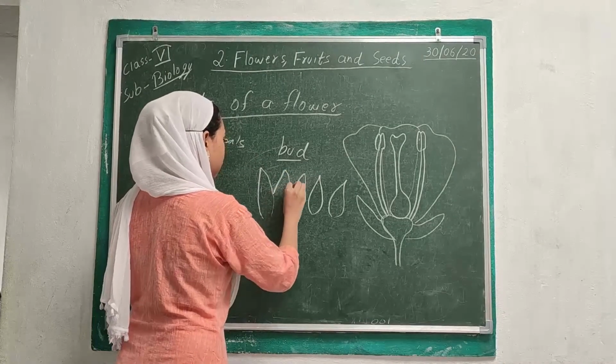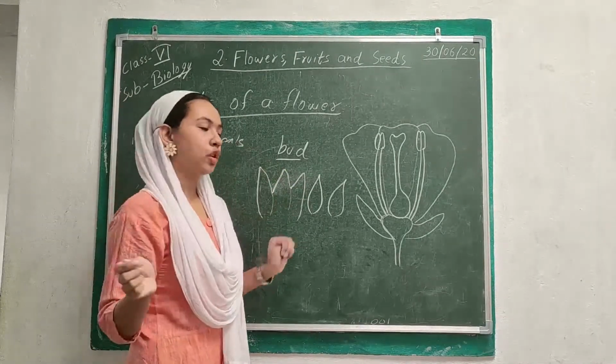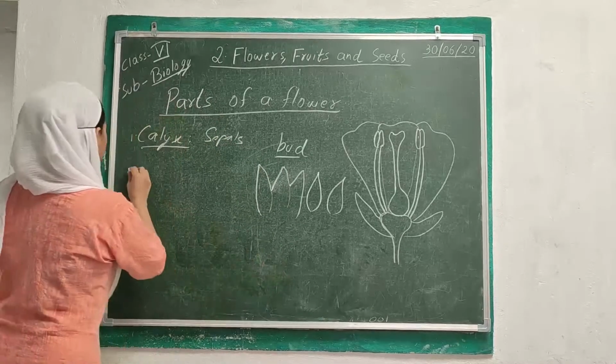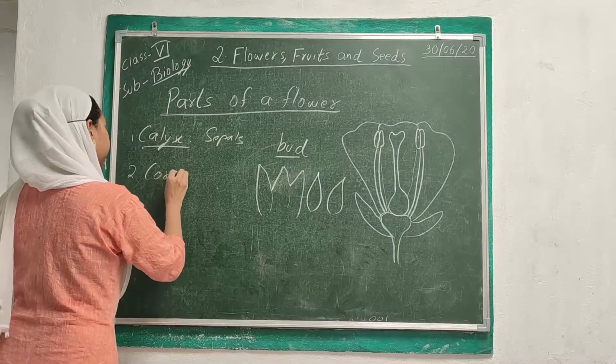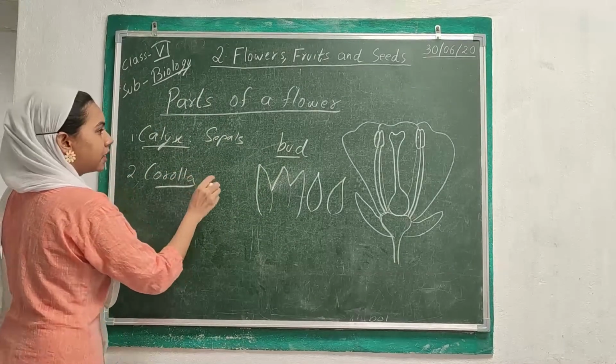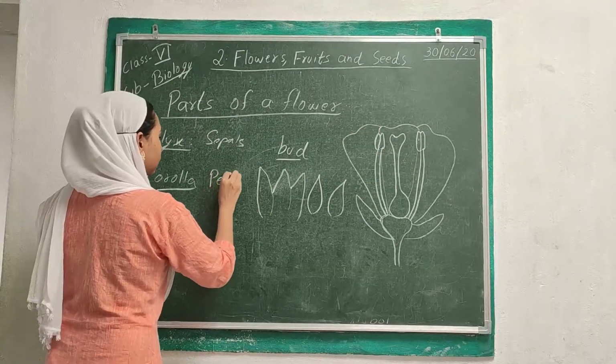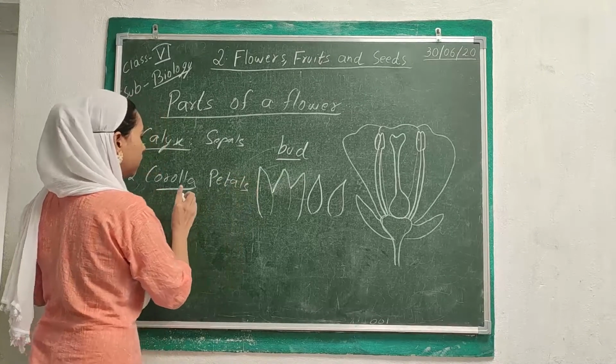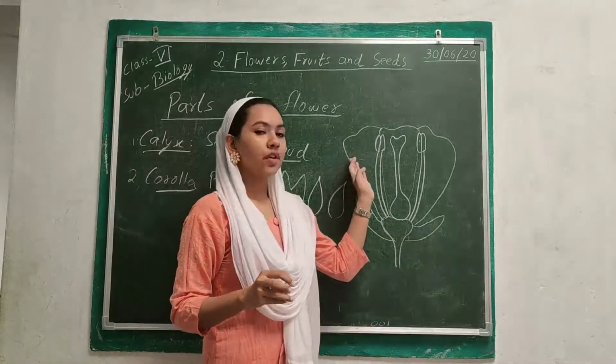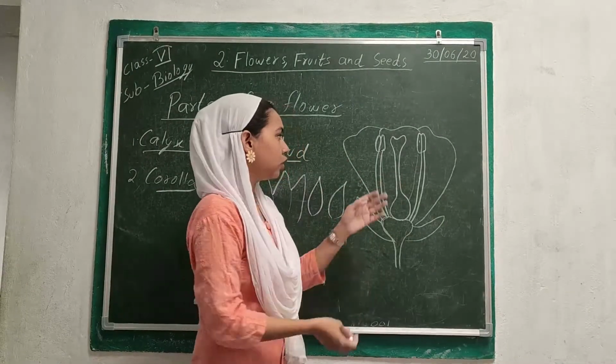So these are more than one sepals, and they can be joined together as well. The next part is the corolla. As I said, the colorful part that you see here, many petals together, they come and form the corolla. Now what is the function of this corolla or the petals?